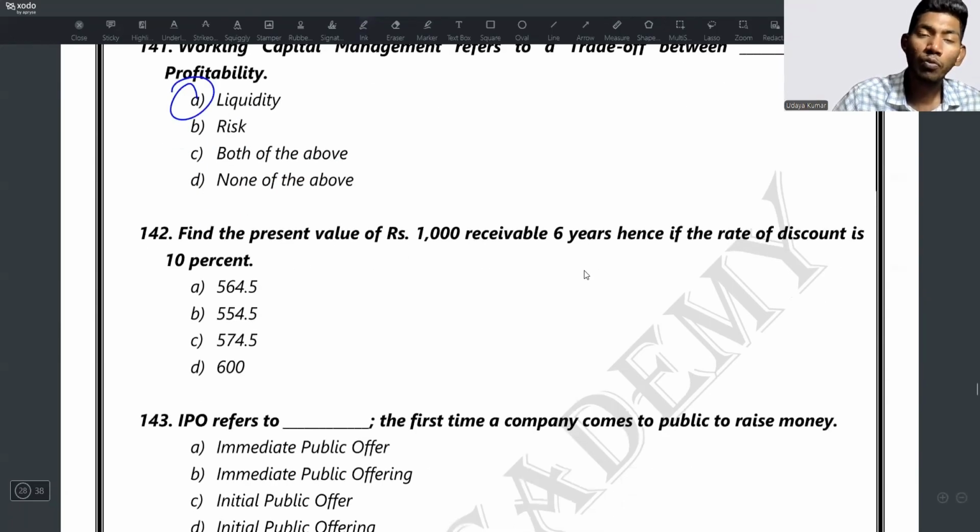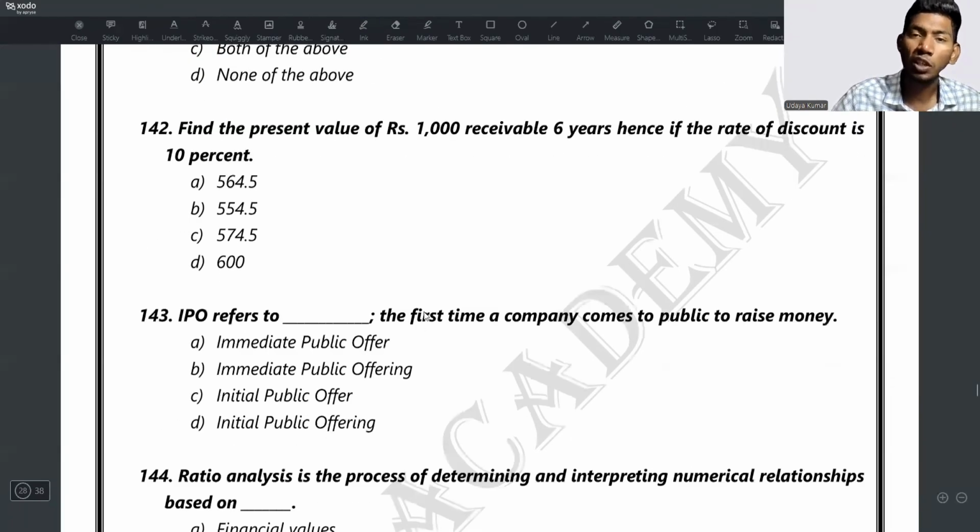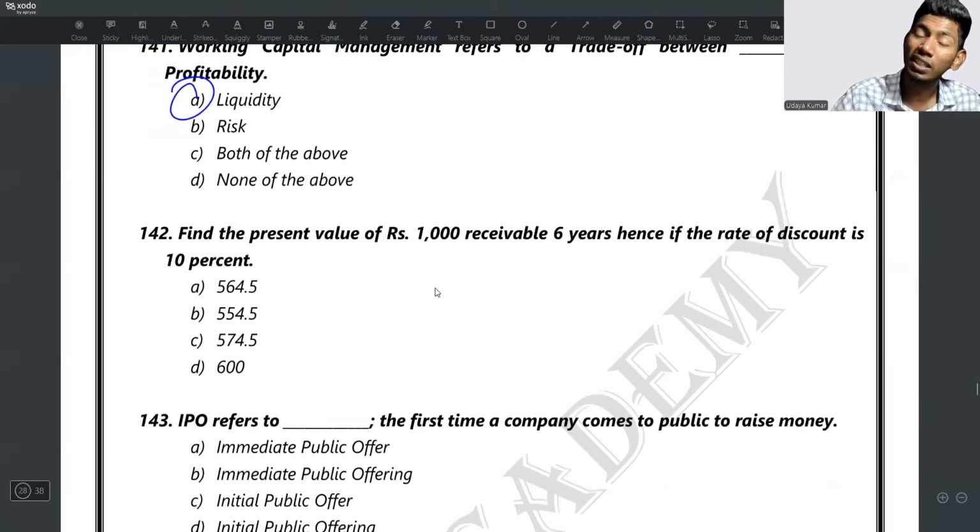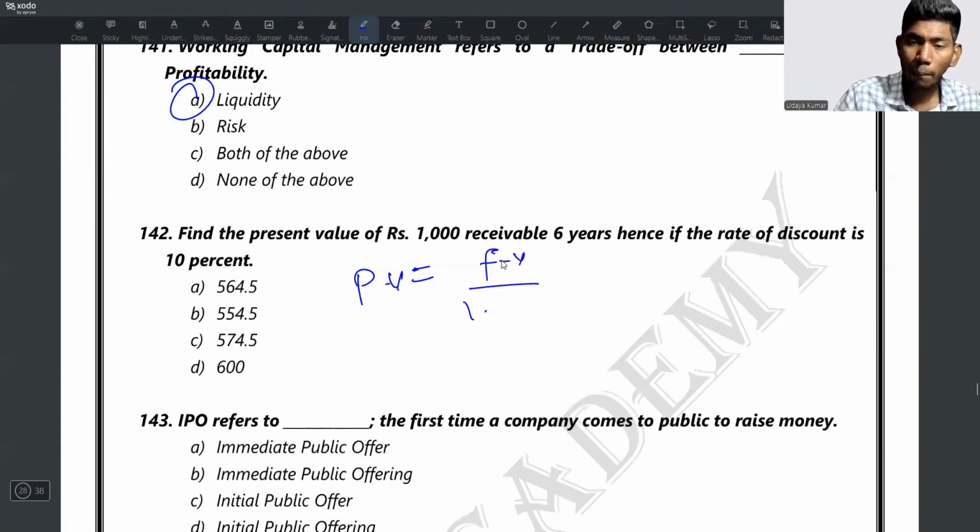Clear? So question 142. Find the present value of rupees 1,000 receivable in 6 years hence, if the rate of discount is 10%. We use the present value formula: future value divided by (1 plus r) whole power n. All the values are given: n is equal to 6 and r is equal to 10%. If you substitute the values, you will get a present value of 564.47, which is approximately 564.5.